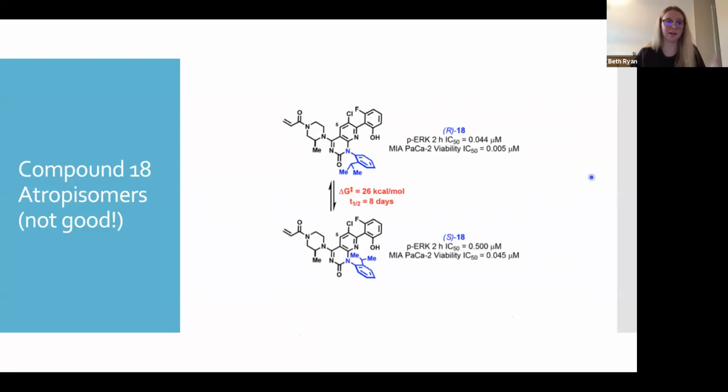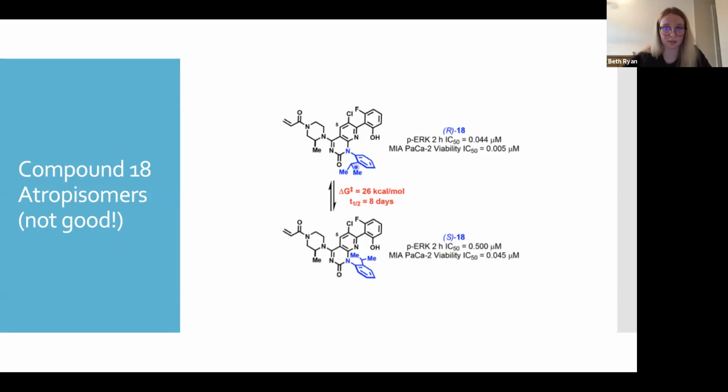But this is where atropisomerism comes back, and that's not good. So compound 18, they thought they had a winner here. It had very high bioavailability, it was very potent, and performed well in all of the assays. However, they realized that this compound itself in the R conformation only has a half-life of 8 days. So imagine you have a bottle of this as a drug. If you don't take all of it within 8 days, it'll switch to a different conformation. But you might be thinking, why is this so bad? It's because there's such a drastic difference in its potency based on which conformation that atropisomer is in.